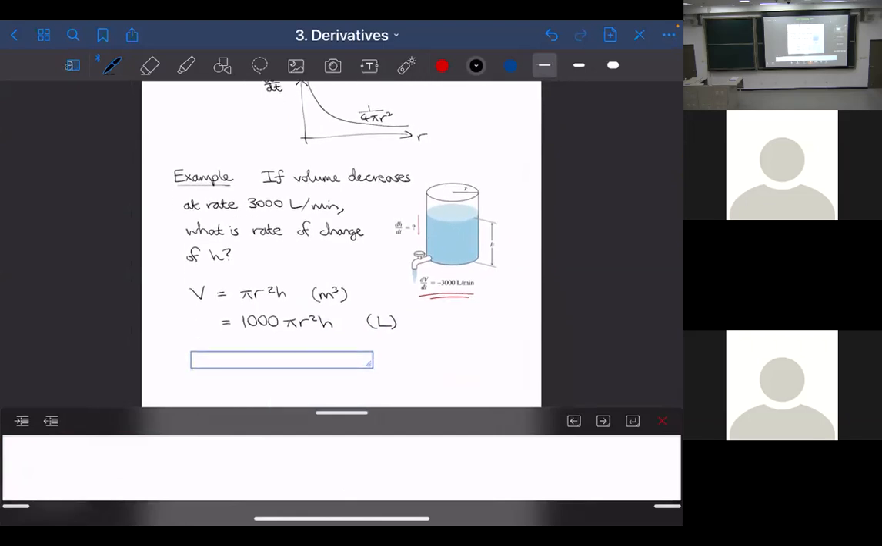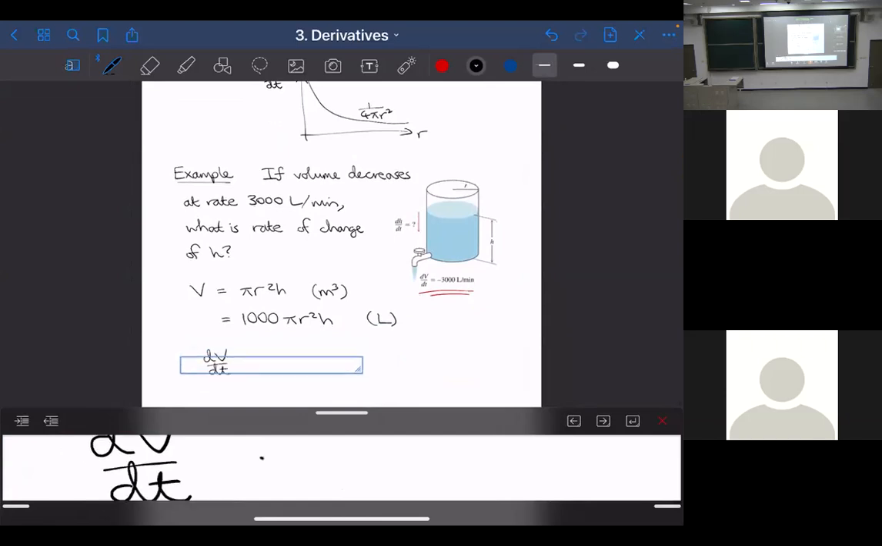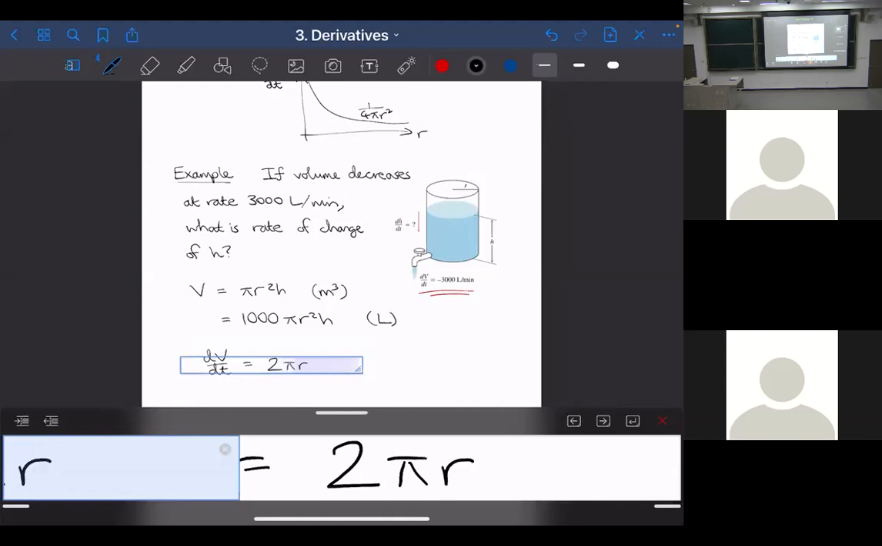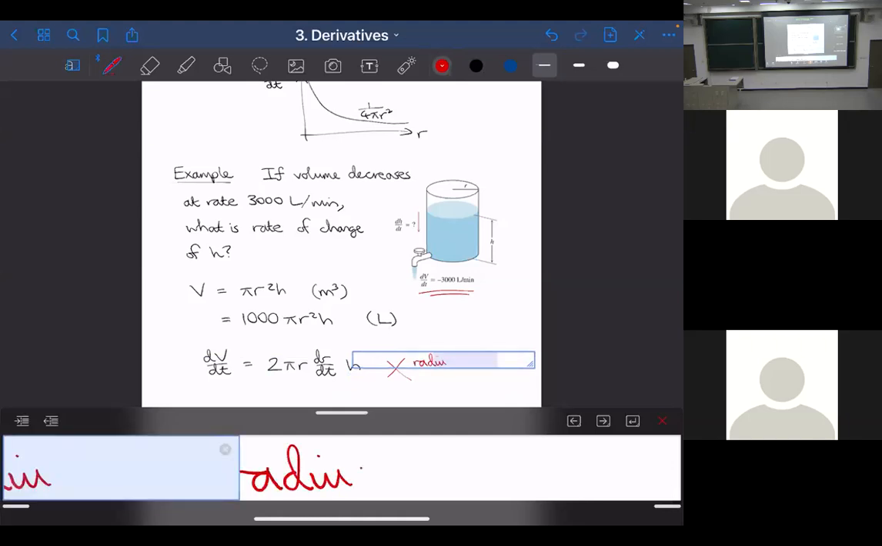So in the same way, using the chain rule, I can calculate dV by dt. So I get 2 pi r dr by dt. Oh, now I made a mistake. What's the mistake I made here? Actually, in this situation, the radius is not changing. The height is changing. So the radius is constant.